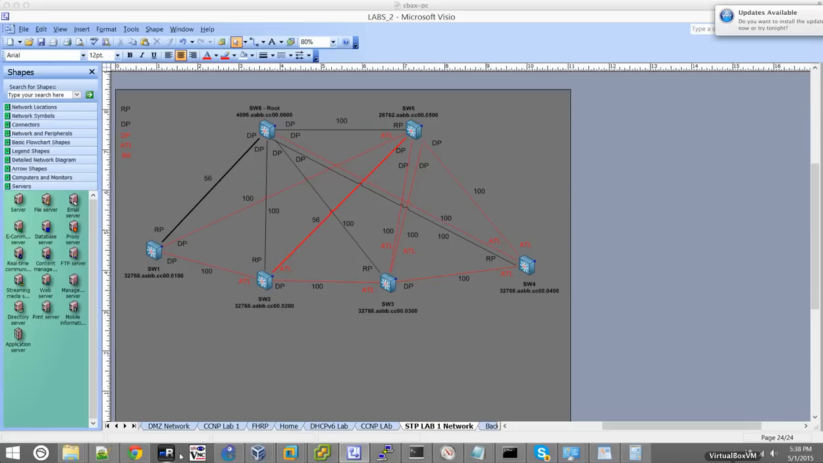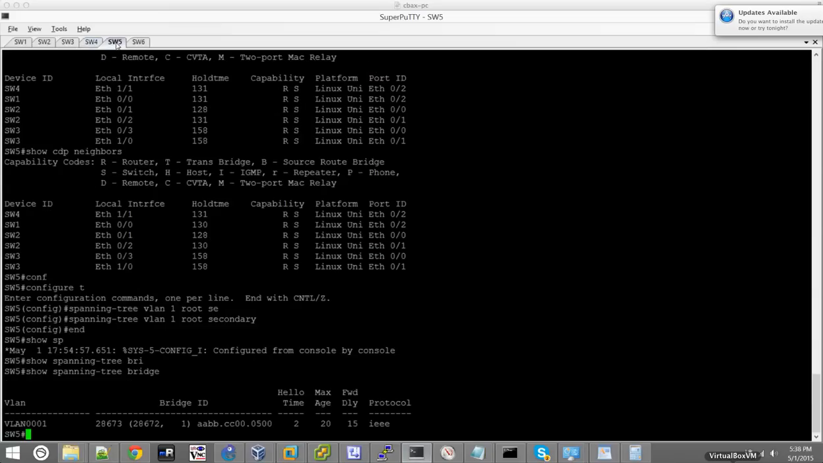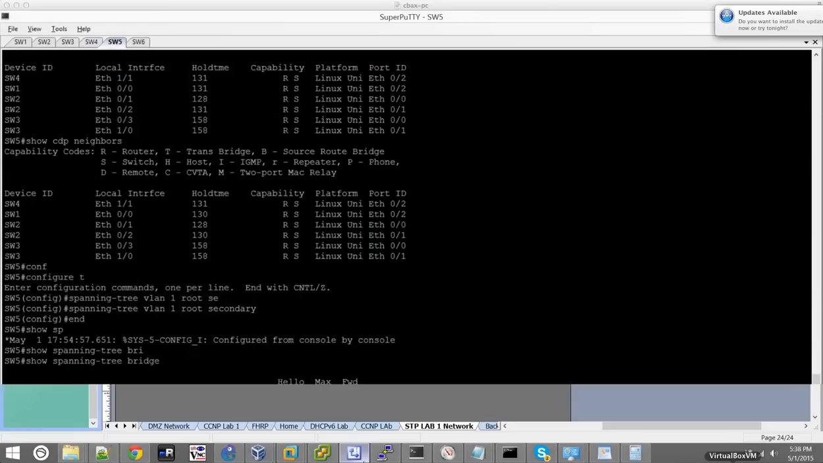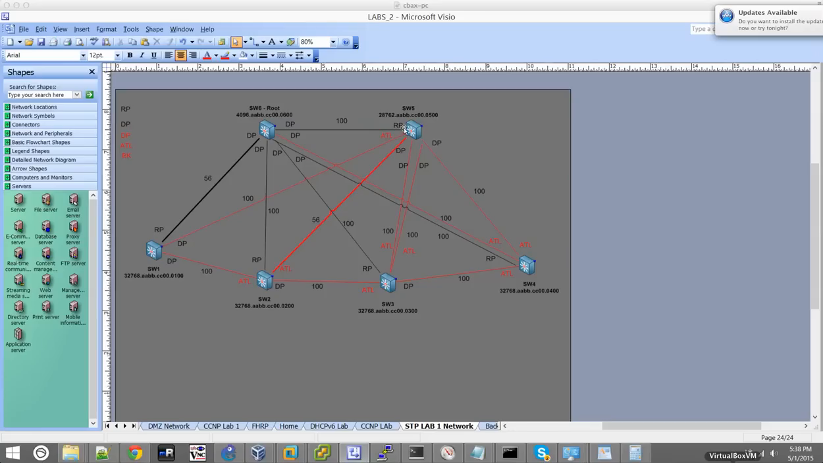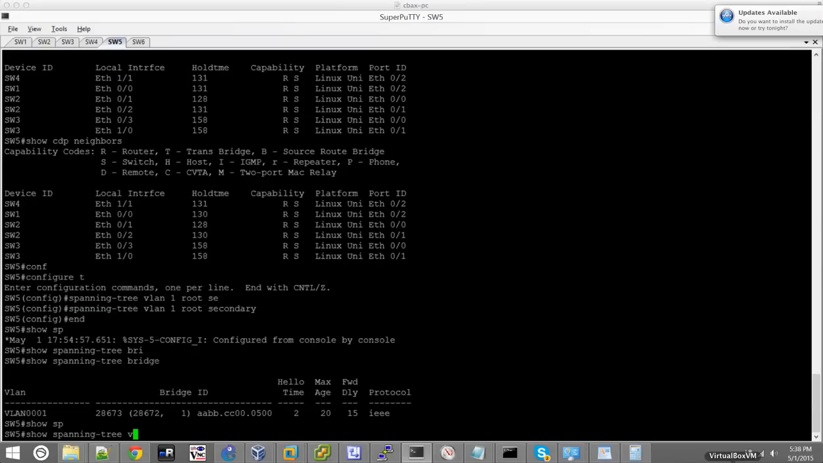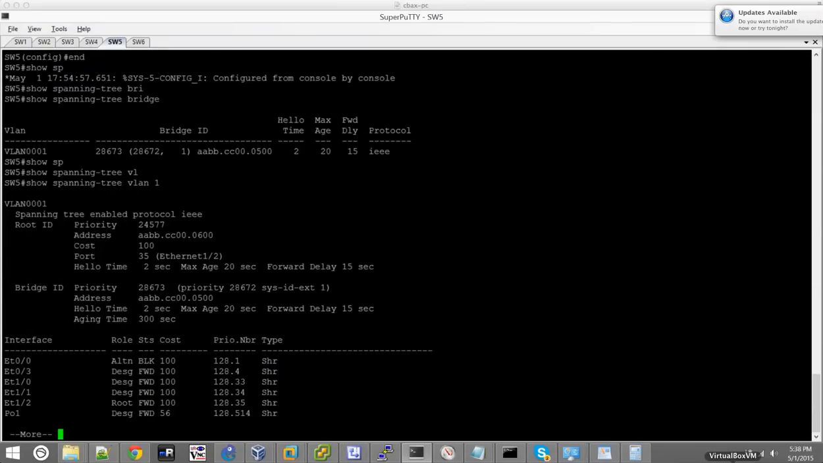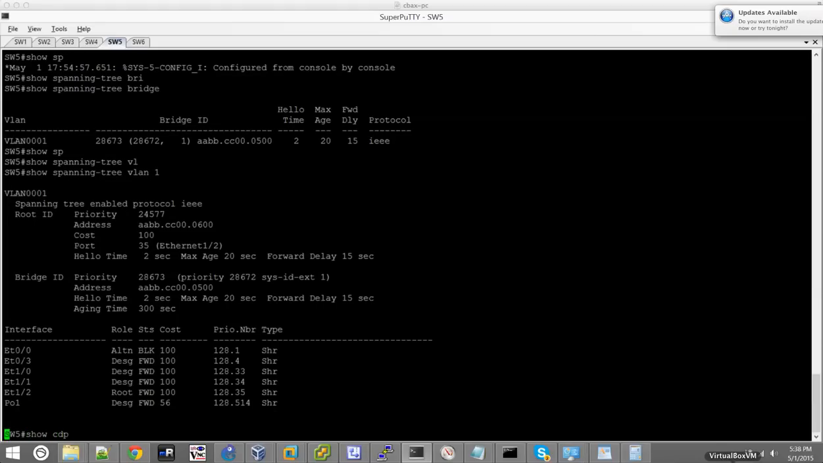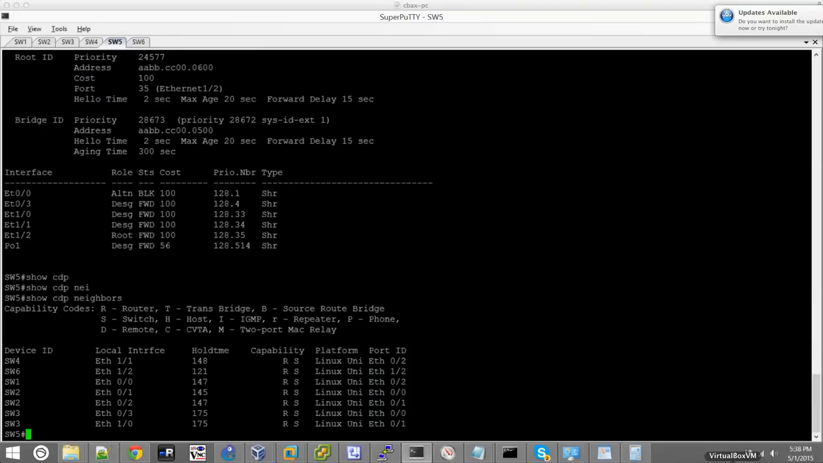We'll take a look at that config. Yeah, so switch 5, let's make sure we see what we're supposed to see. We're going to have all designated ports except for one blocking, one blocking alternate going towards switch 1. So spanning tree VLAN 1. And we have one alternate blocking with the rest all forwarding. And the one blocking should be the interface, so CDP neighbor, going towards switch 1. Ethernet 00, Ethernet 00, the interface going to switch 1.